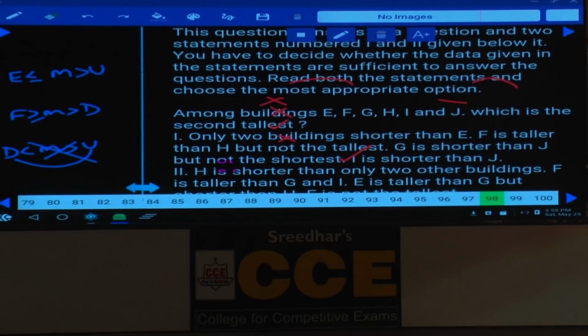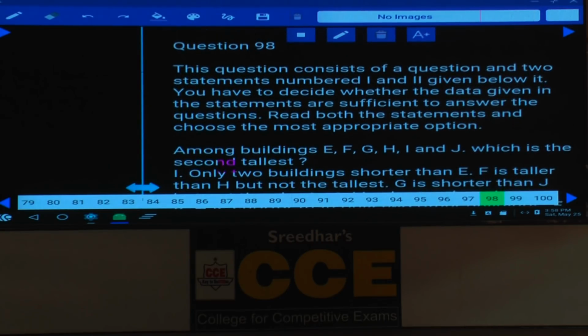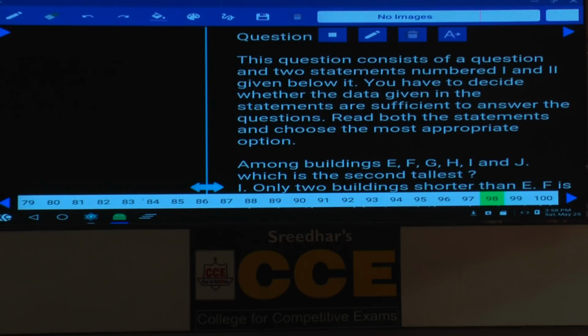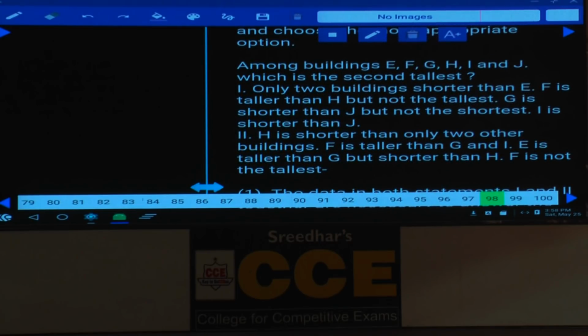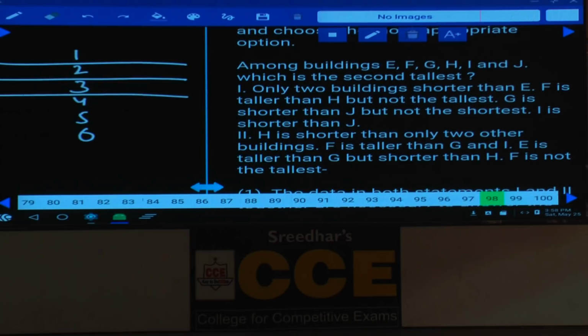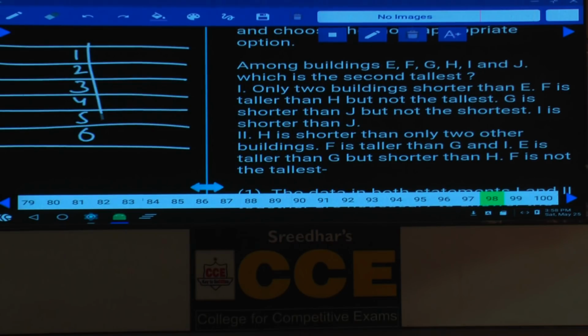Then 98, now 98 to 100, these three are based on data sufficiency. Now in this data sufficiency, what about question number 98? Among buildings E, F, G, H, I, J, 6, which is the second tallest? Now we need to identify among these 6 which is the second tallest. In order to identify the second tallest building, which information is required?